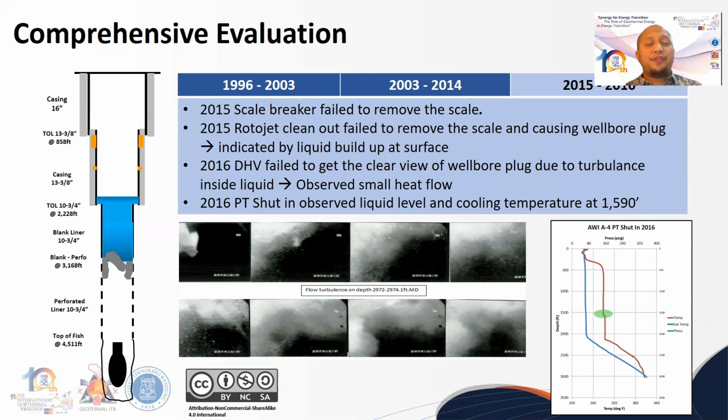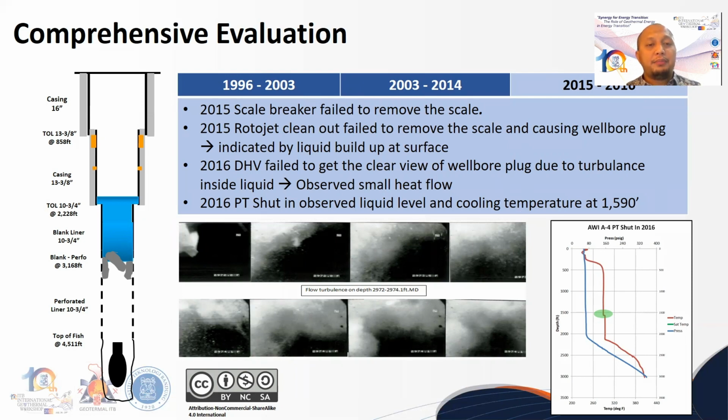And we continue the investigation again after the failure of rotorjet operation in 2015 by conducting the whole video in 2016 to get the image, but unfortunately we could not get the clear image from this video due to the turbulence condition inside the liquid. But we also observed small heat flow at the bottom of the obstruction.